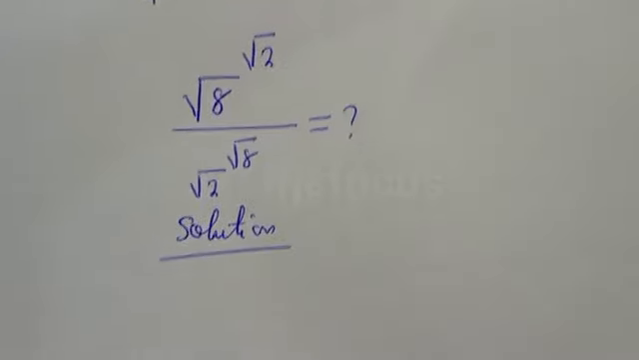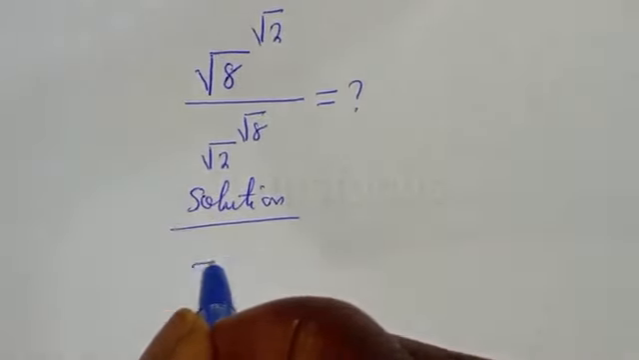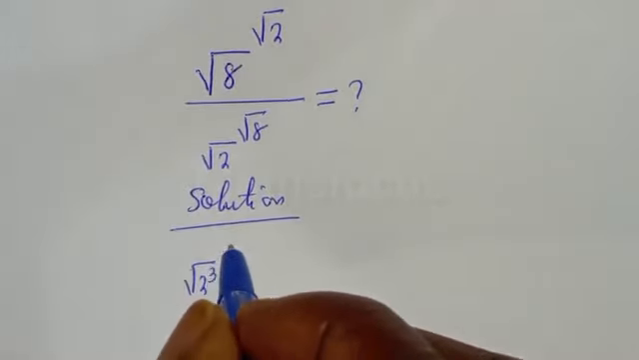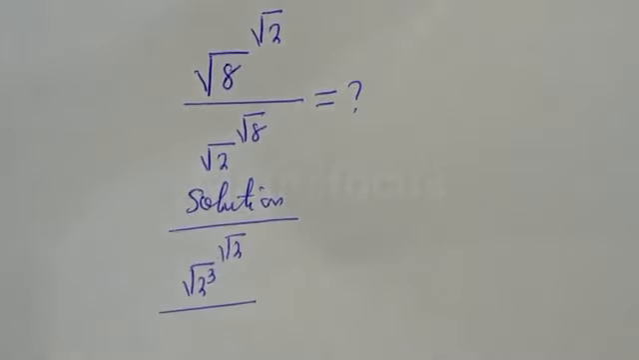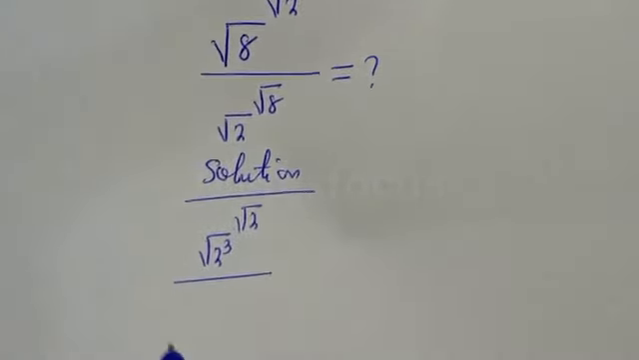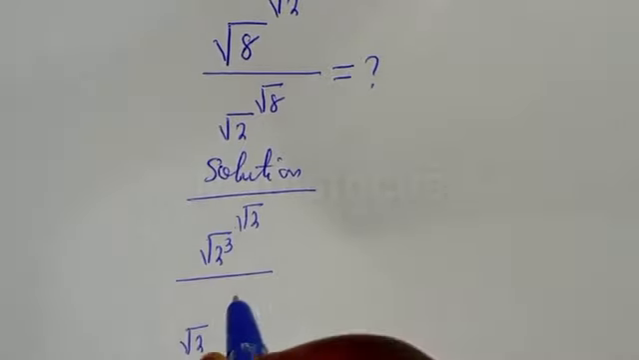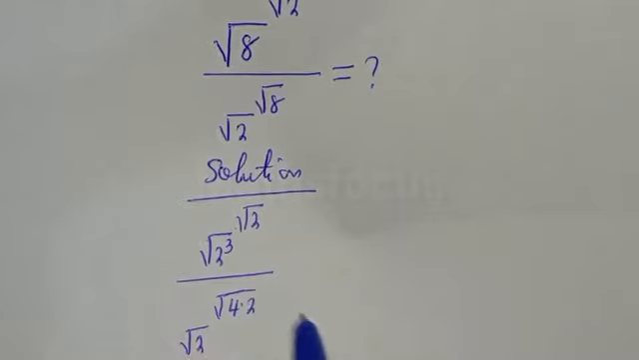Square root of 8 can be written as square root of 2 raised to power 3, to the power of square root of 2, divided by square root of 2 to the power of square root of 8, which is 4 multiplied by 2.